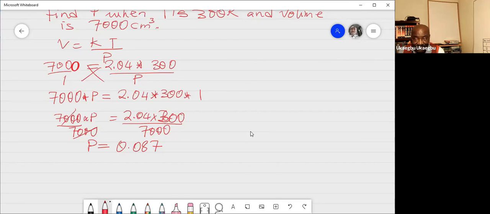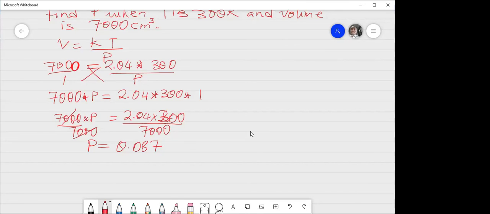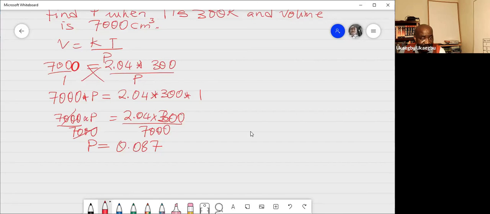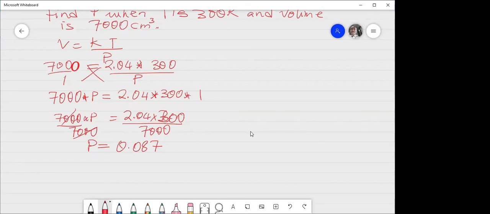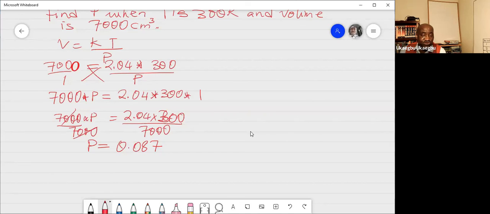Question. It's okay, but why did you wait to the end to multiply the two terms? Well, I don't have to wait till the end. Once you get the number, you can just multiply it out immediately. You don't have to wait. So once you get 2.04 times 300, you can just multiply it out and write down the number. If we did that, we are going to get the same result.